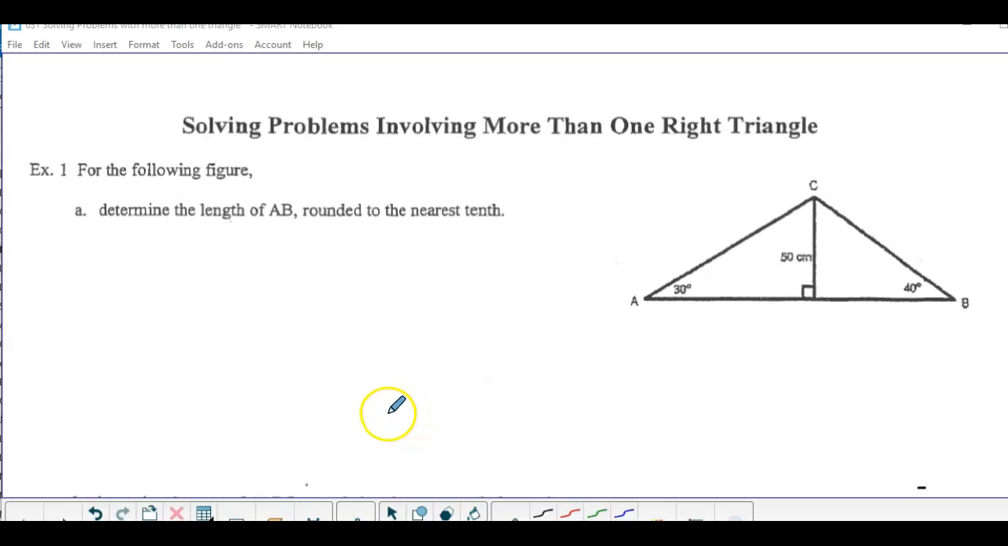All right, we're on to a few more, a little bit more challenging questions, but really still right-angled trig. It's just that we might have two triangles, and in order to solve for whatever angle or side we're asked for, we might have to work in one triangle in order to get to the next one. So we're just going to do a bunch of different examples here.